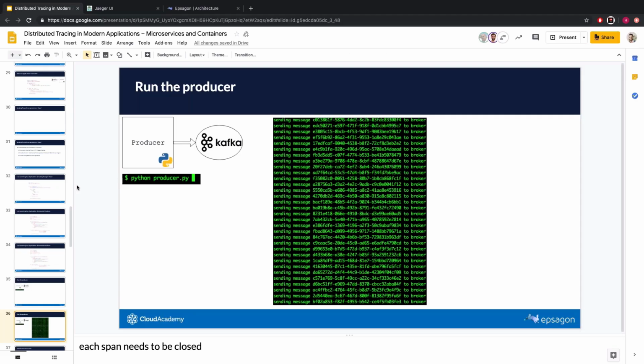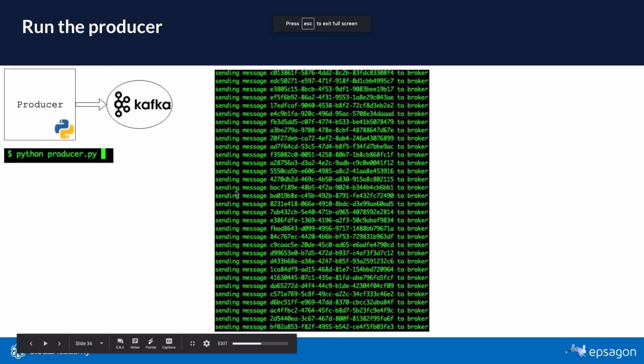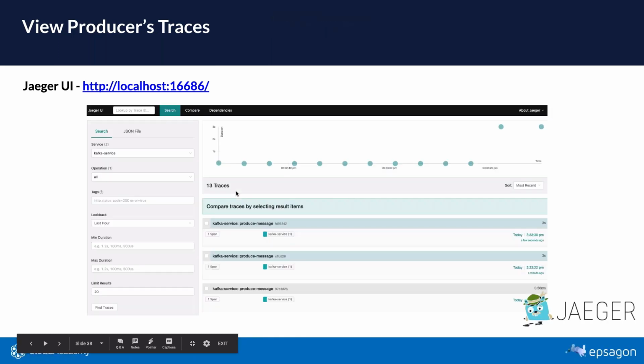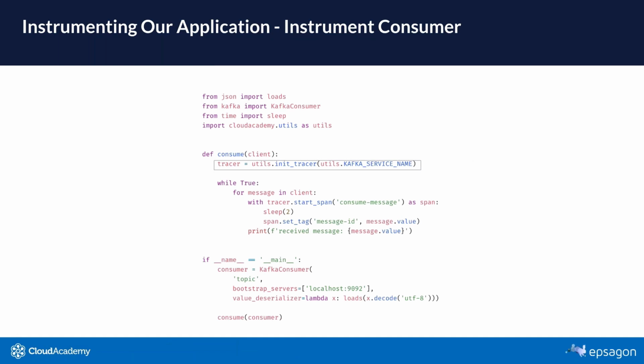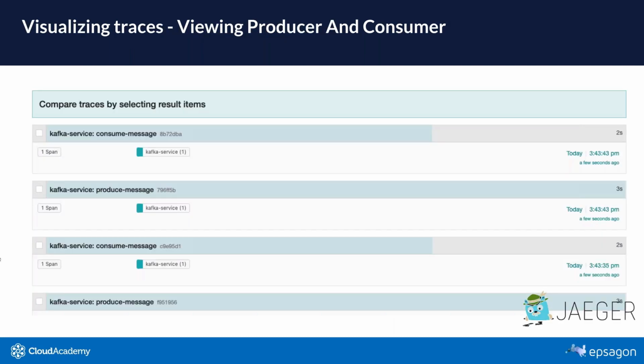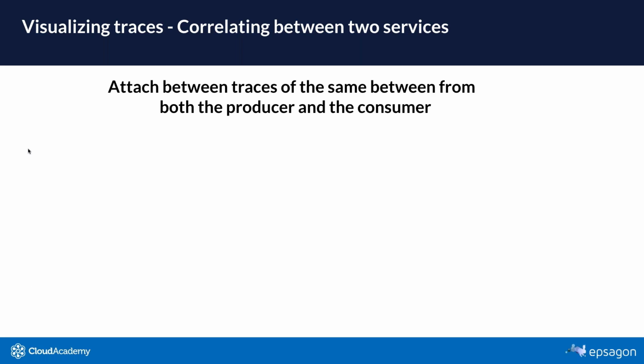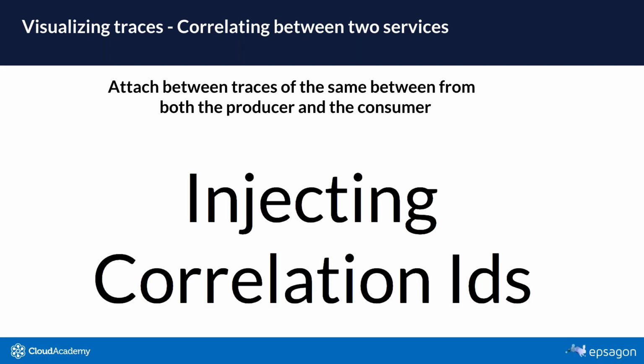So let's go back to the code. This is just what we saw before. Each producer sends a message, and the instrumentation of the consumer is pretty much the same. I already ran the consumer, but you can see that I just started a new span with consume message, and it's pretty much the same as the producer. And just like I saw live, we have two different producer and consumer traces. Like I said, we want to be able to attach them, and the way to do that is to inject correlation IDs.